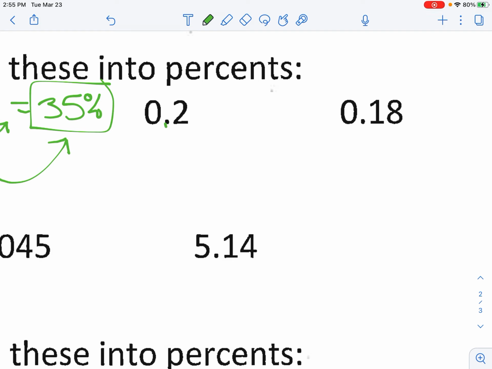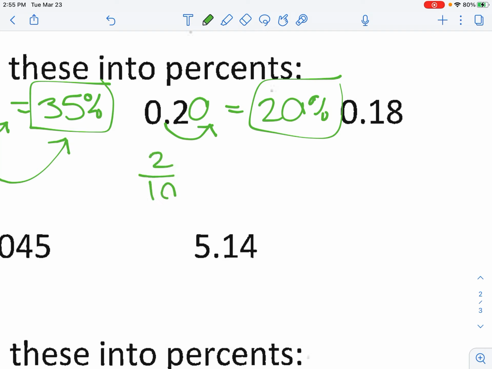Method 1, slide that decimal twice to the right, which means you're going to have to insert a 0. So that equals 20%. Or if you start with your decimal 0 and 2/10, 2/10 is equal to 20 hundredths, and 20 hundredths is equal to 20%.